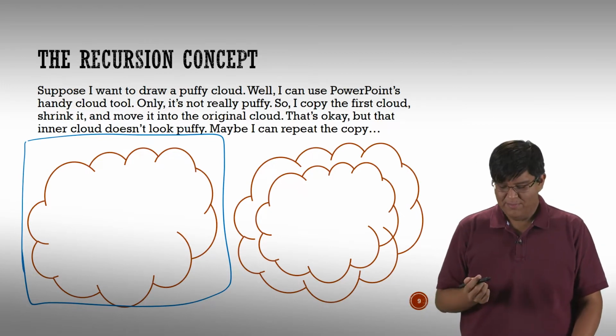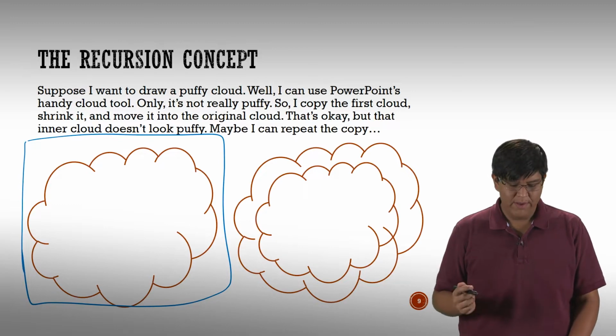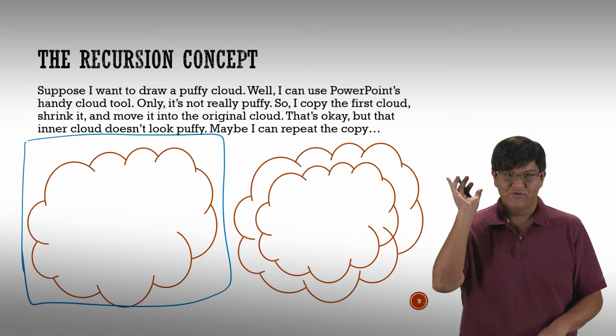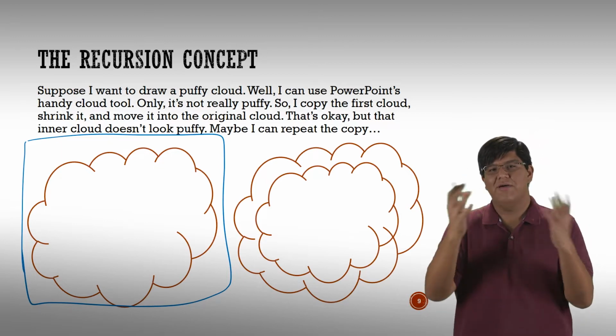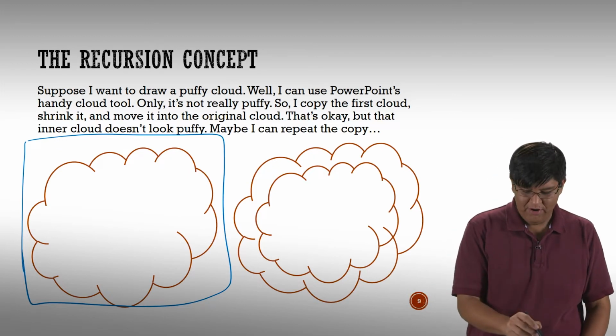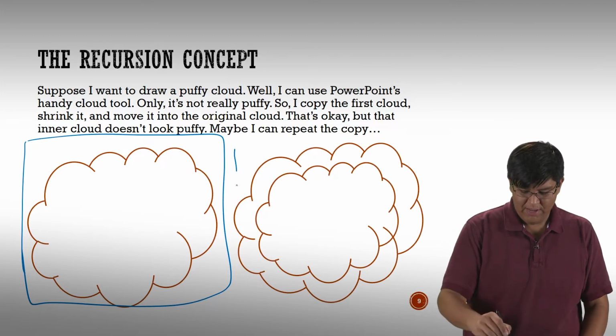So maybe what I could think about is, well, maybe if I drew another cloud inside of it, maybe things would be a little bit better, right? Maybe it would be cool if I had this cloud outline here and I drew a true puffy cloud inside of it. Then the whole thing would look like a puffy cloud. So maybe I can try to do something like that. I can try to draw in another one, which is what I have on the right-hand side here.